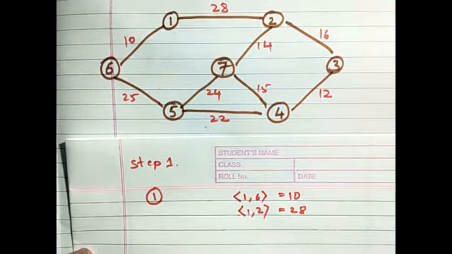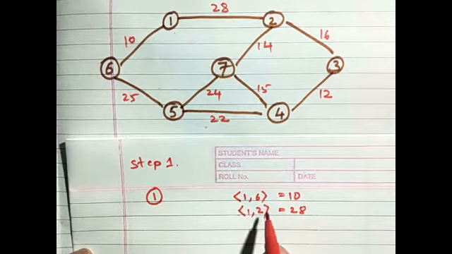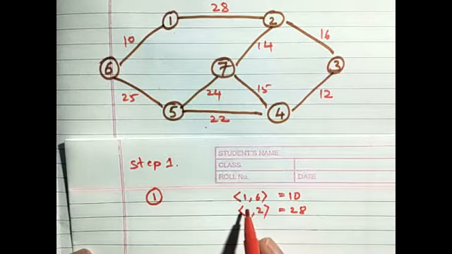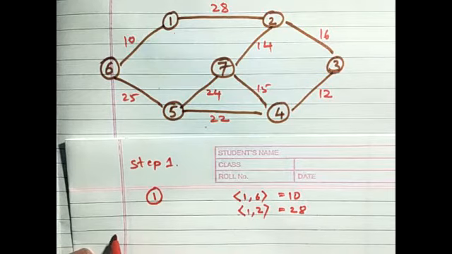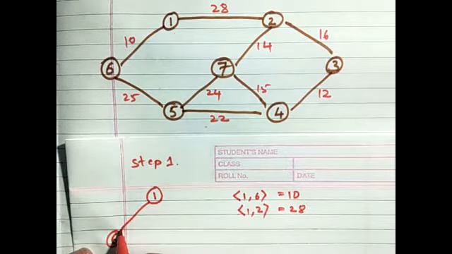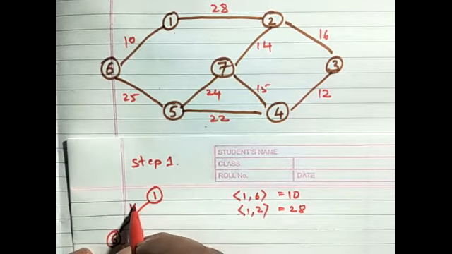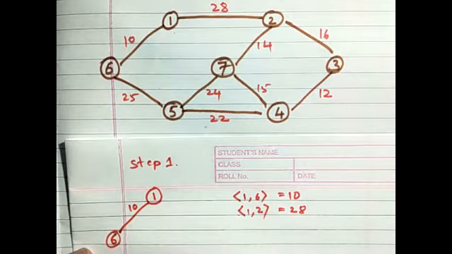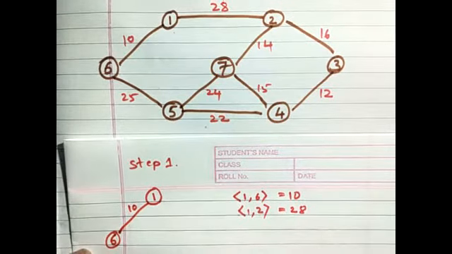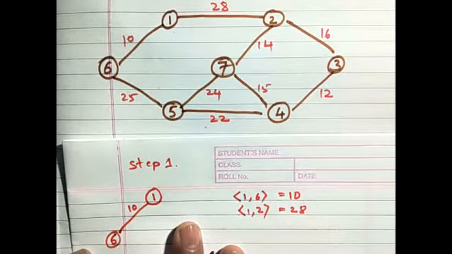Now, what is the objective function? We need to have minimum cost. Minimum cost means I will definitely choose traveling from 1 to 6. That means from 1 to vertex 6 I will reach with the cost of 10 so that I can minimize my cost. Okay, this is step number 1.